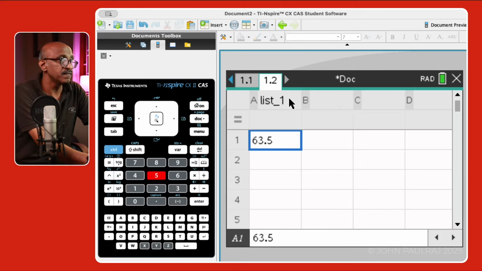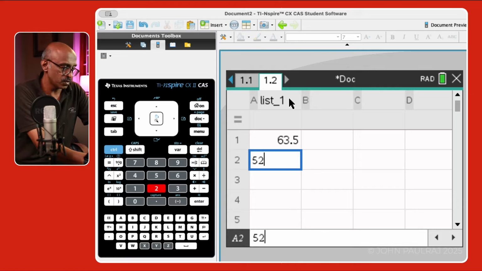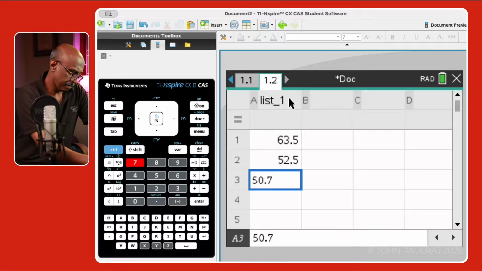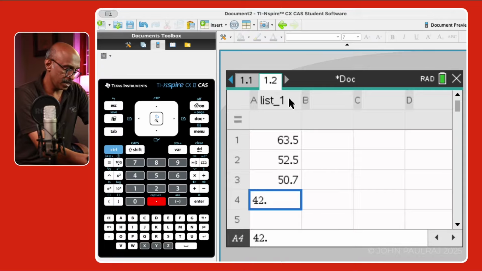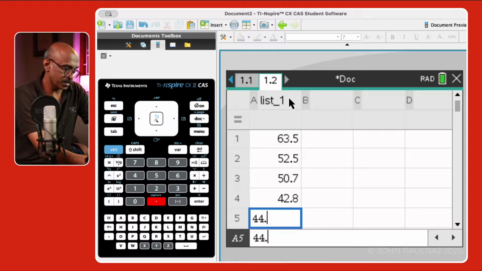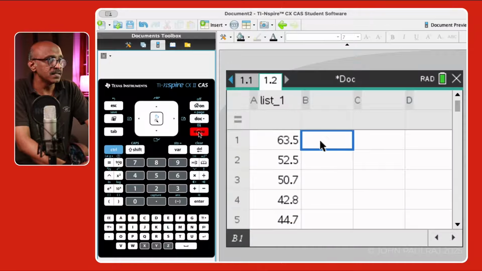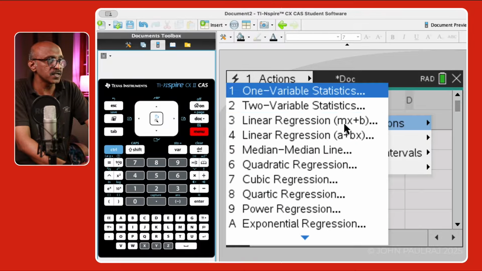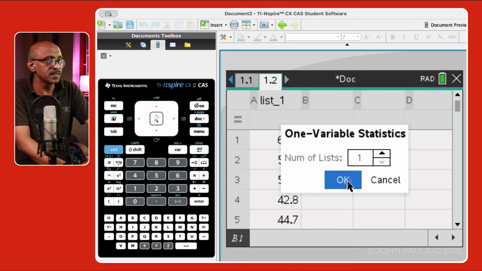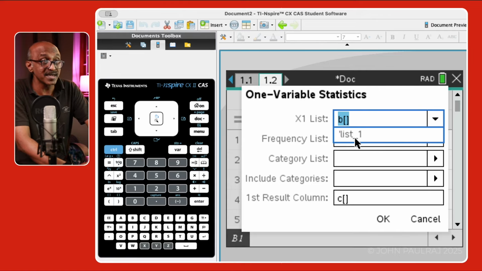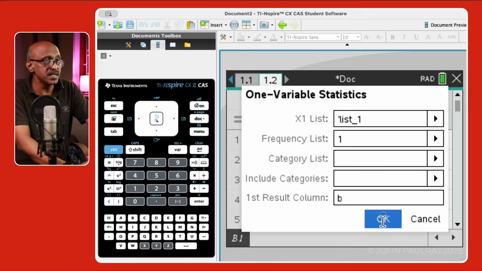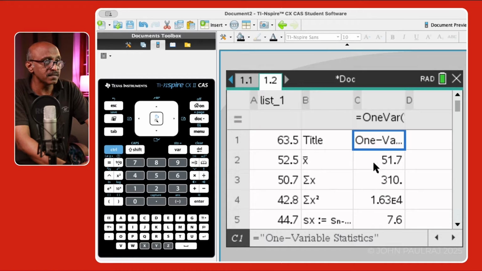63.5, 52.5, 50.7, 42.8, 44.7, 56.1. I've got 6 inputs there, and I'm going to conduct a 1 variable statistics. Just start calculations and 1 variable statistics, and the number of lists is 1. We have an X list coming from the list called list 1, and we can put our results in from column B, hit OK, and that's our mean.